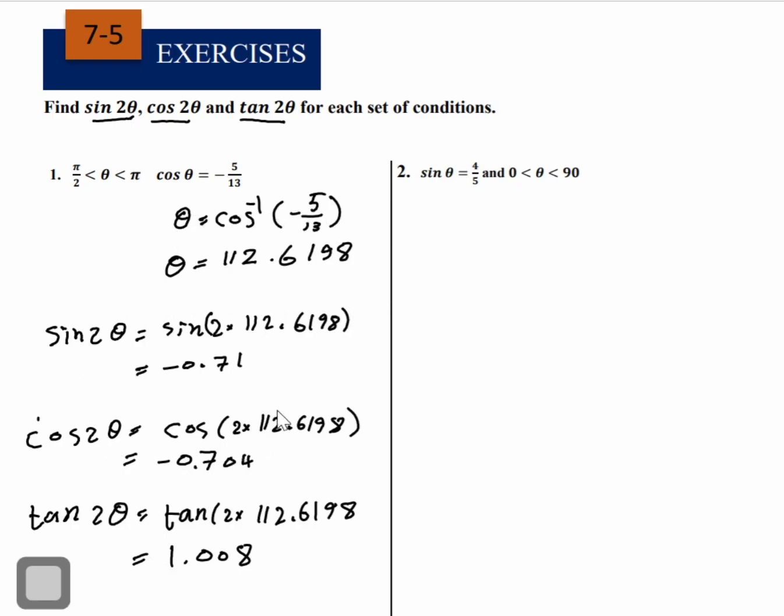This is how we solve example 1. Exercise 2 is the same, so it is for yourself.